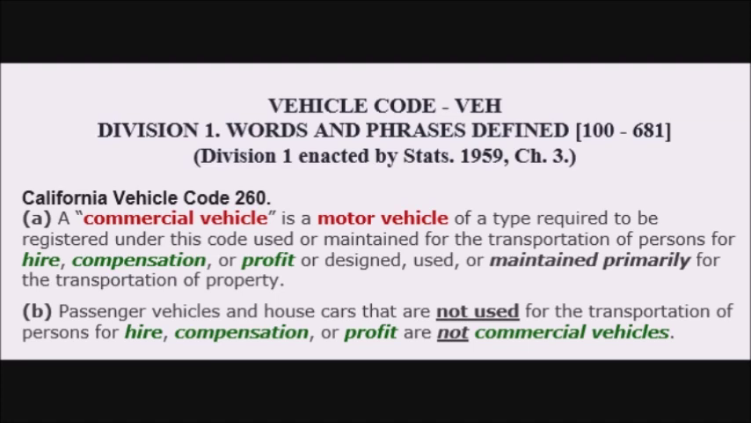A commercial vehicle is a motor vehicle of a type required to be registered under this code, used or maintained for the transportation of persons for hire, compensation, or profit, or designed, used, or maintained primarily for the transportation of property. B. Passenger vehicles and house cars that are not used for the transportation of persons for hire, compensation, or profit are not commercial vehicles.